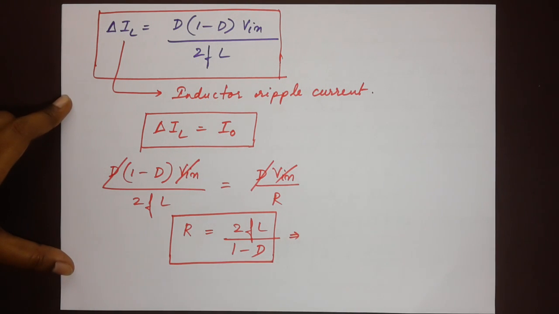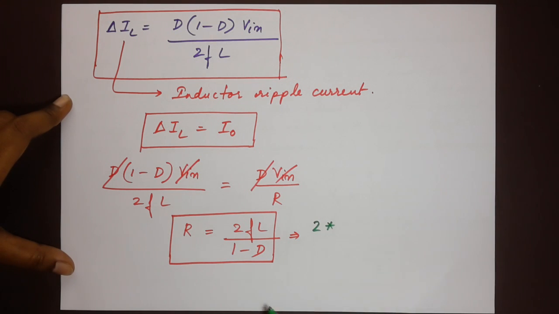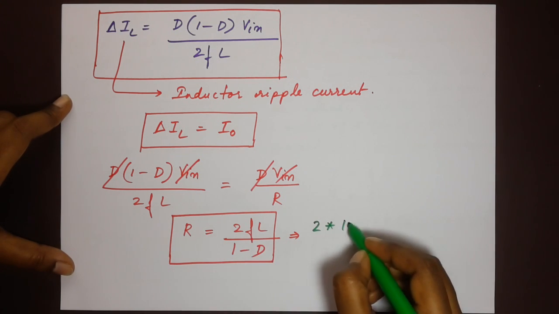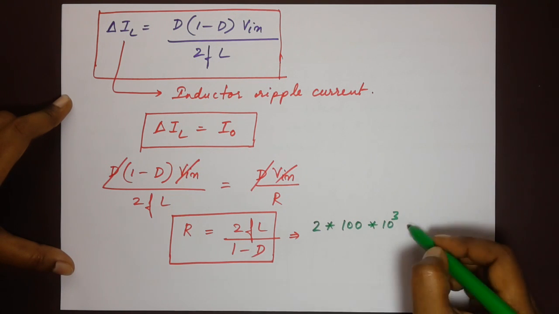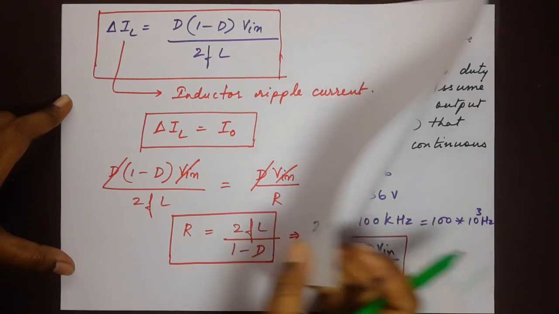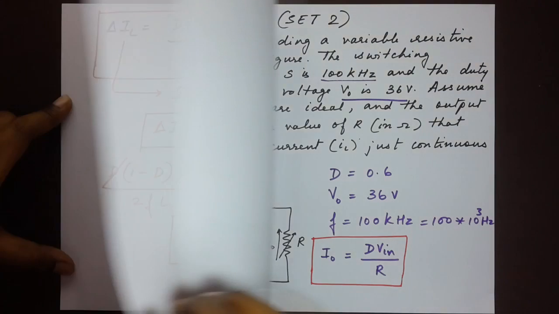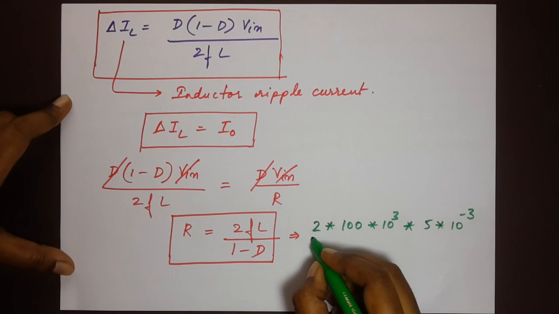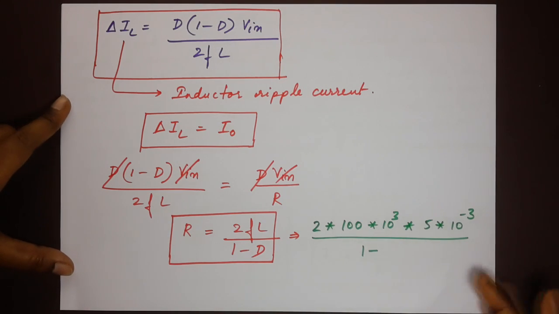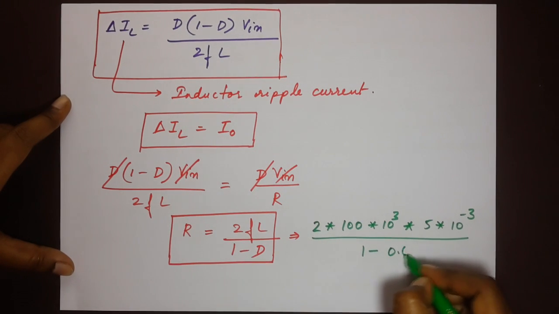Let's plug in the values. So that's 2 into F, which is 100 into 10 power 3, that's the frequency given to us. The value of L, now what's the value of L given? 5 millihenry from the diagram down there. 5 into 10 power minus 3 divided by 1 minus D. Now what's the value of D? 0.6.